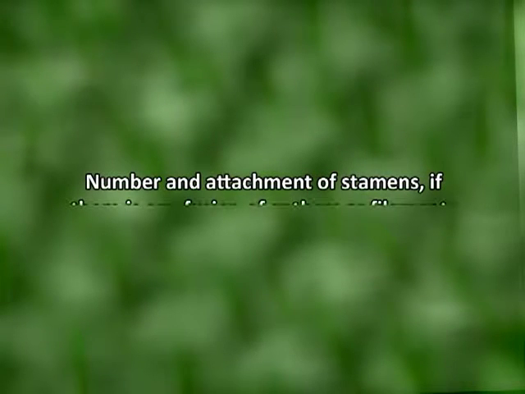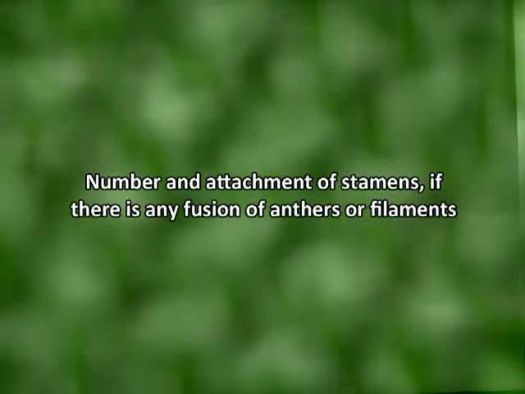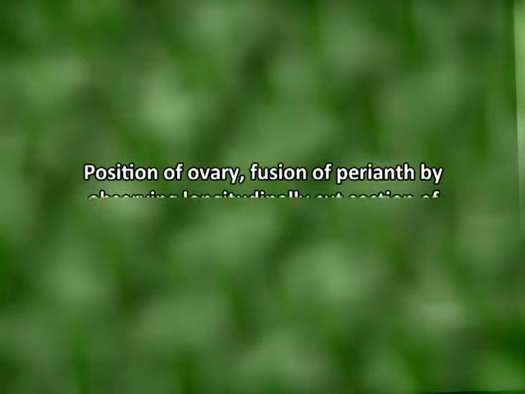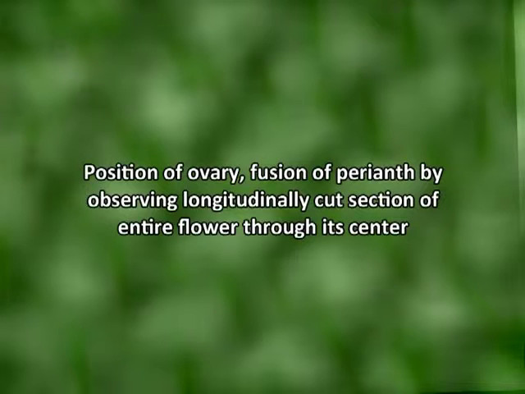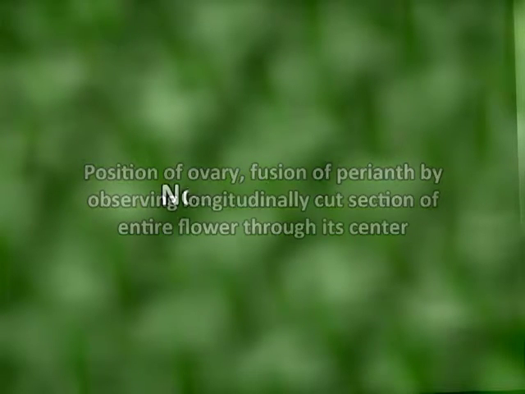Number 11. The number and attachment of stamens, and if there is any fusion of anthers or filaments. Number 12. The number of pistils, styles, and stigmas of the gynoecium. Observation of a transverse section of the ovary: the number of locules, number of ovules per locule, and also the placentation. Number 13. The position of the ovary and fusion of the perianth by observing a longitudinally cut section of the entire flower through its center.